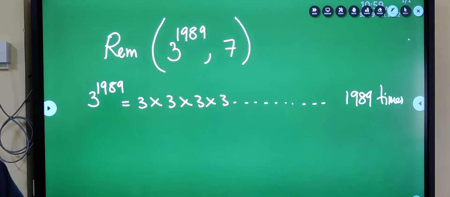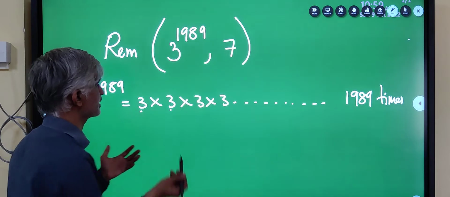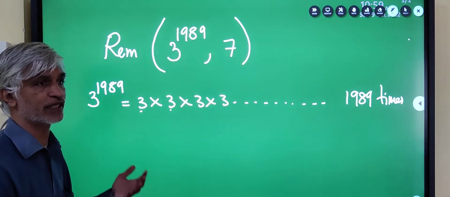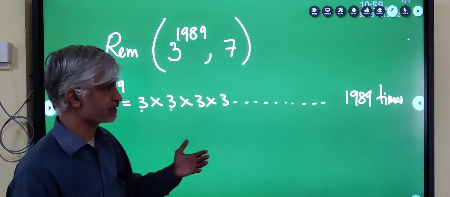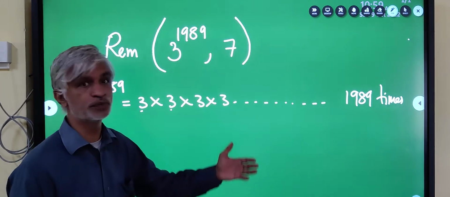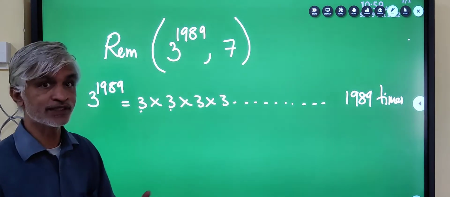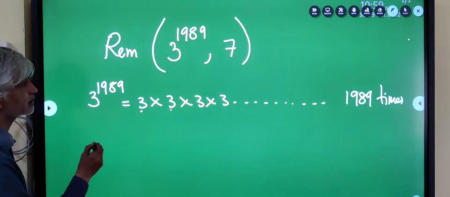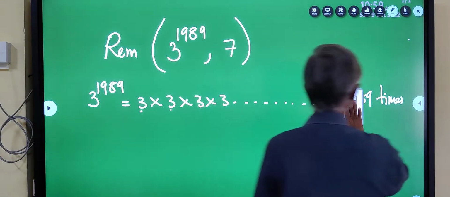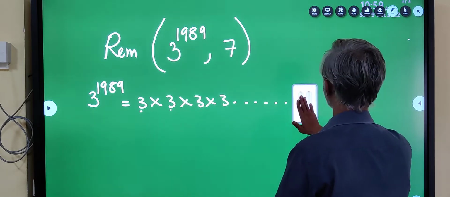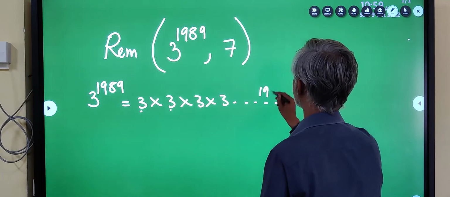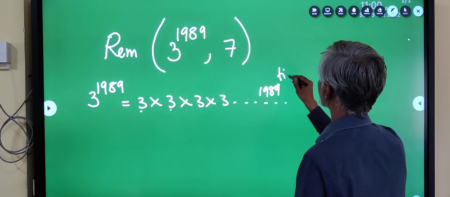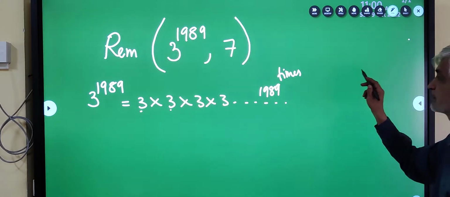Now, you can see here that 3 into 3 is 9 and 9 is definitely not going to help. What we really are hoping is that we can try to make a group which will give 1. So let's keep following up this hope. So what is the remainder? Let's make a neat table here. What is the remainder when this is 1989 times. Okay, so I make a nice table here.